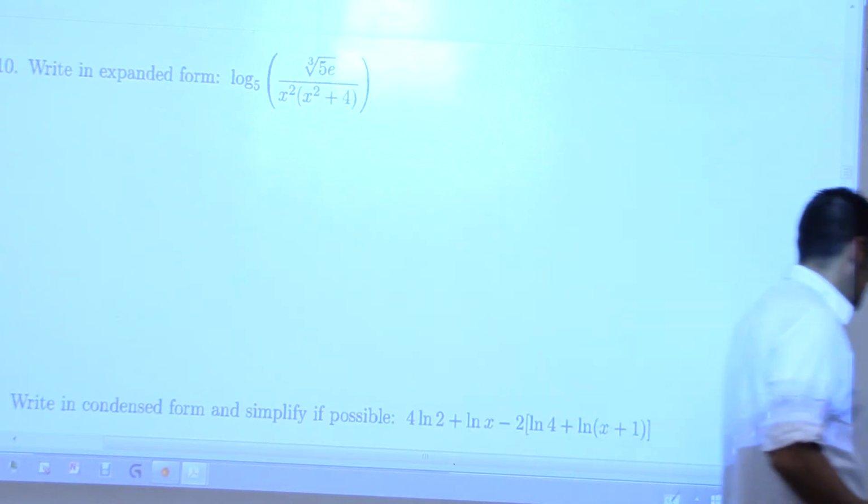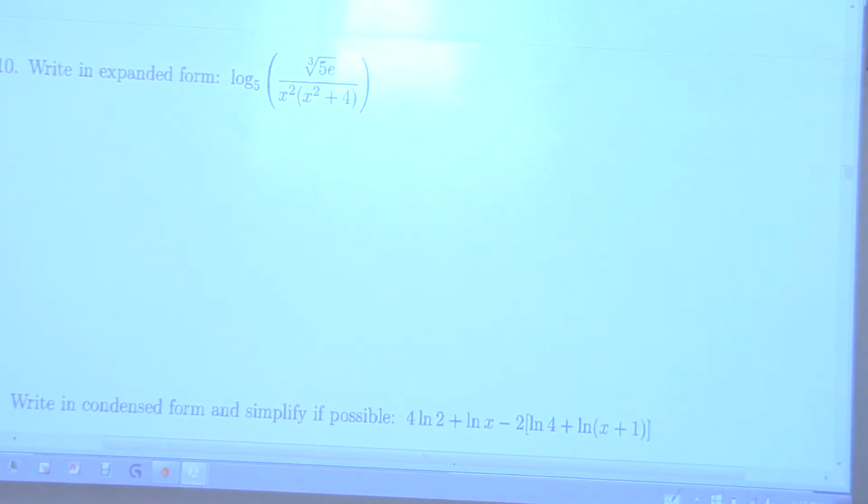What about this one? This comes from last class, I believe. Is this the last class that we did that? Write that in expanded form. Was it the last class or the one before that? I don't recall. Can you expand that or no? Yeah. You sure? Yeah.